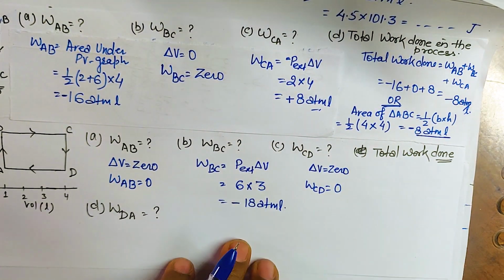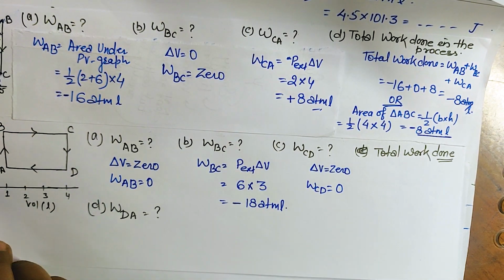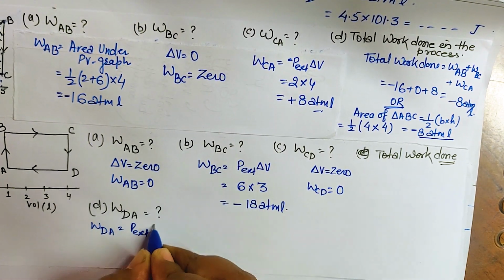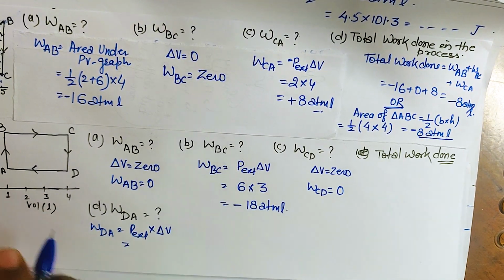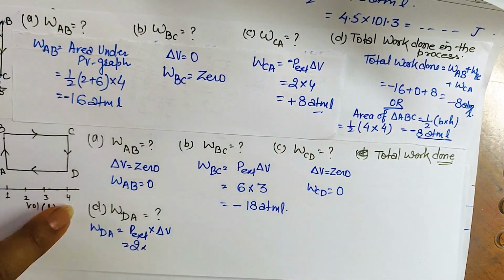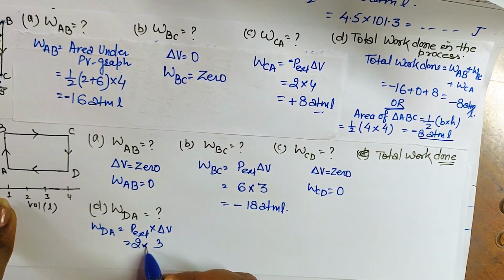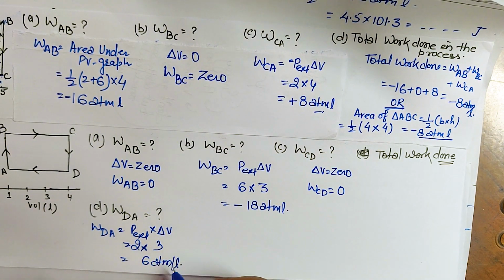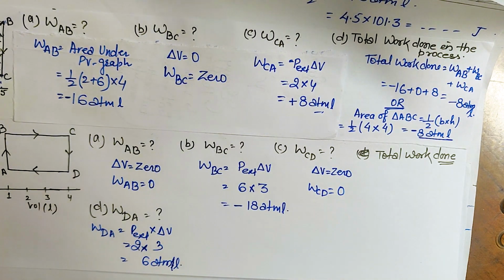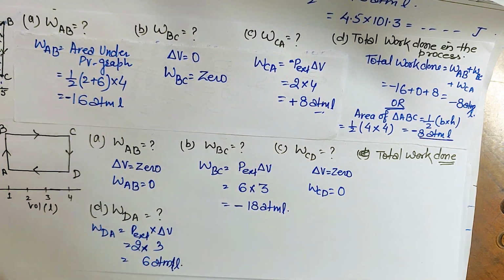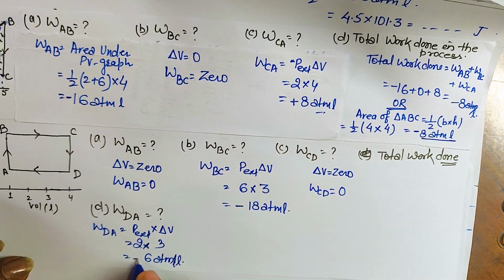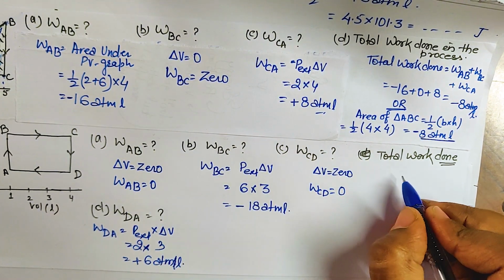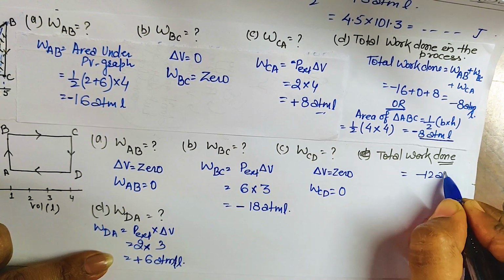Okay, so DA is this to this. Yes, so again the pressure is constant, so we can use that W_DA is equal to pressure external into delta V. So pressure external is 2 and delta V is initial 4 and final 1. So this is 6 atm liter. What will be the sign? Just check. It is going to be contraction. The volume is earlier 4 and now it is 1. Contraction, so work done will be positive. And if we check, the total work done is equal to minus 18 plus 6, that means total work done will be minus 12 atm liter.